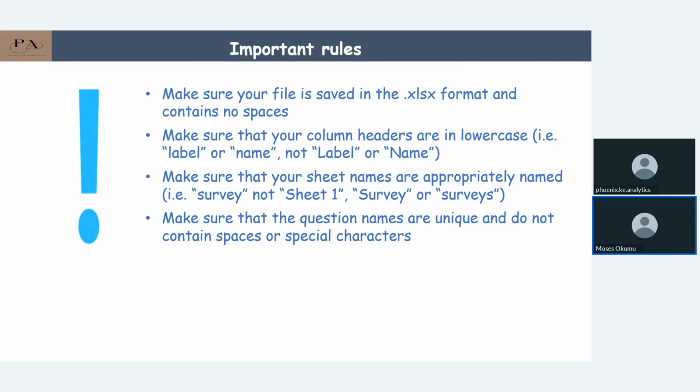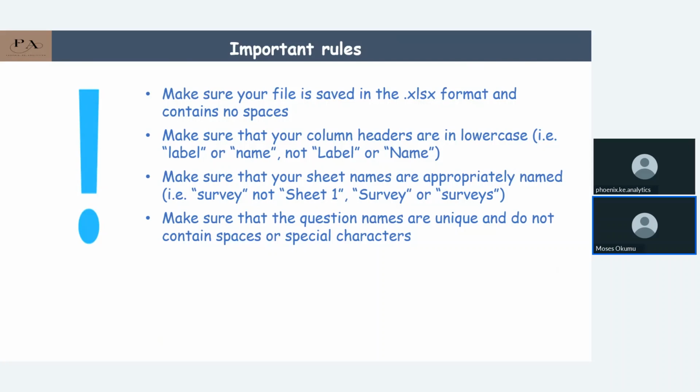The third one, ensure that your sheet names are appropriately named. That is survey, and not sheet 1, or survey with a capital S, or surveys. It will only read survey. Lastly, make sure that the questionnaire names are unique and do not contain spaces or special characters. So that's the column name that I talked about. The column has to contain unique values with no spaces and no special characters like hash or other kind of characters, but we will see that practically.